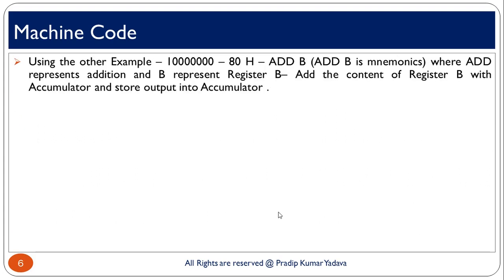Now, I am taking a second example. Here you can see there is a bit pattern, 1 and seven 0s, that represents 80 in hexadecimal, and in mnemonics that is ADD B. ADD means addition, B means register B. What will this instruction do? This instruction will add the content of register B to the accumulator and store the output in the accumulator. So ADD B is much easier to understand compared to this bit pattern, and this is part of assembly language.